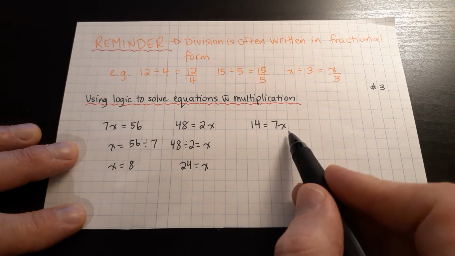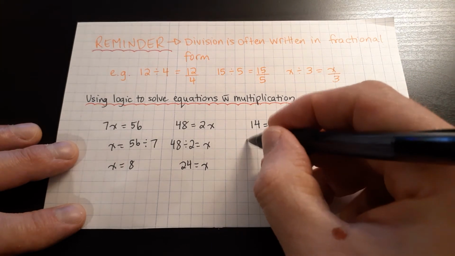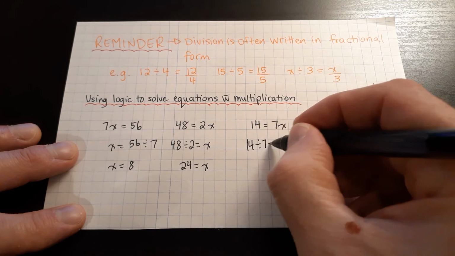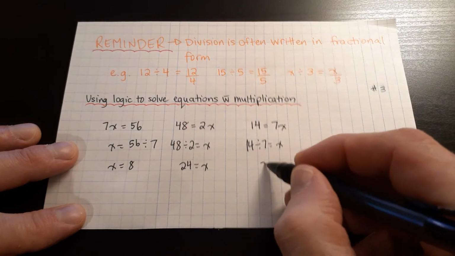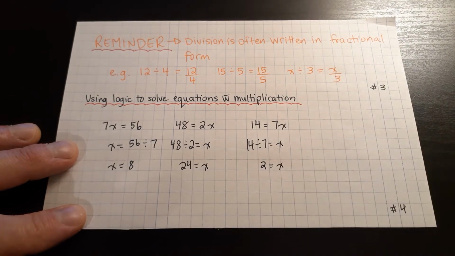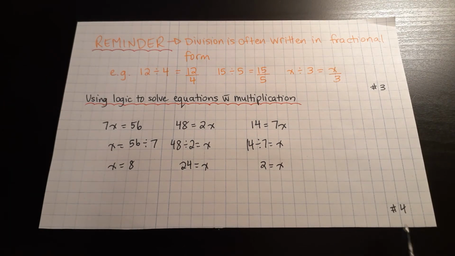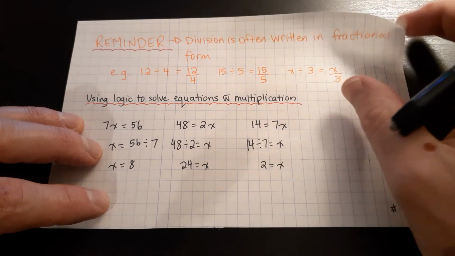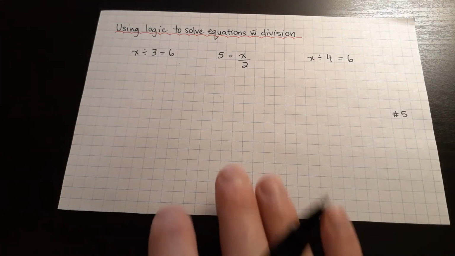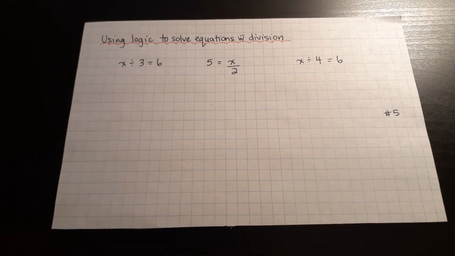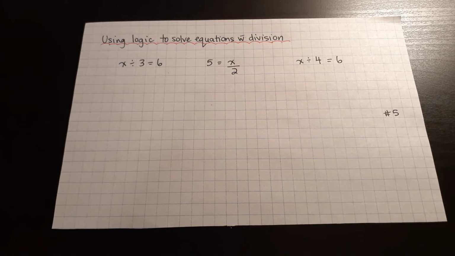Likewise, this time I'm going to undo a times 7 with the divide by 7. So I'd have 14 divided by 7 is going to equal x, which means that 2 is going to equal x. And then at this point, you can pause it and work on number 4. Those questions will line up with what we just talked about there. And the last one, the last operation, is using logic to solve equations that involve division.